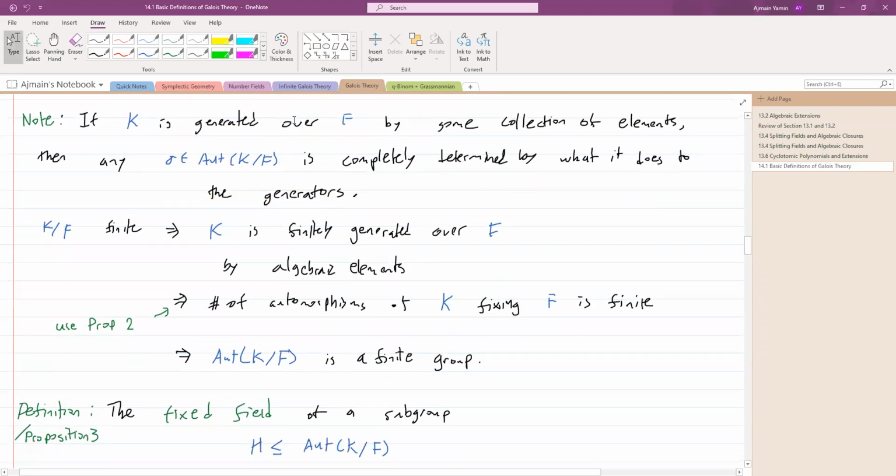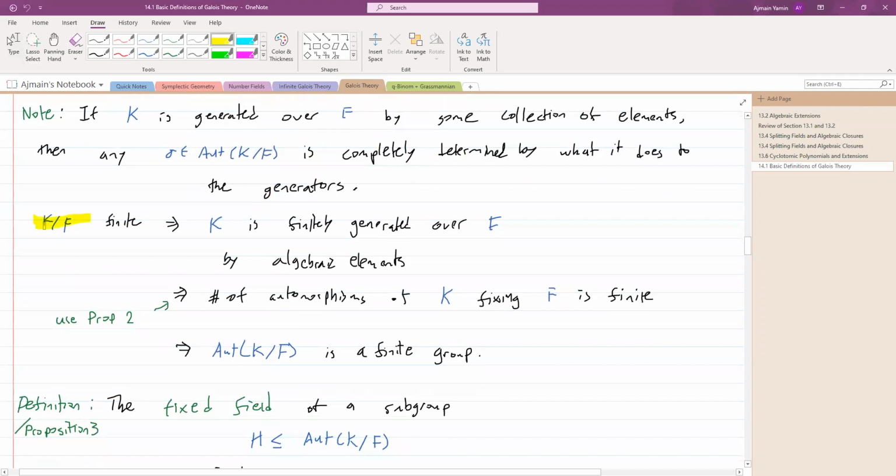All right, another note: if you have a finite extension, then you can conclude that the automorphism group is finite. Why? K is finitely generated over F by algebraic elements, so you have a finite dimensional vector space over F, so you have finitely many algebraic generators of K over F. Then using proposition 2, the number of automorphisms of K fixing F is finite. Why?